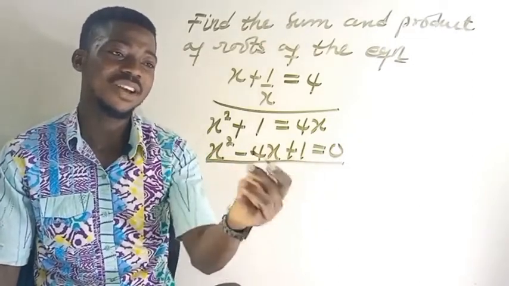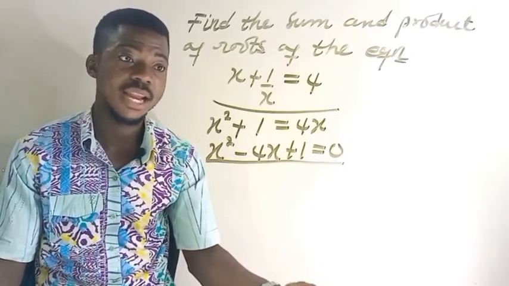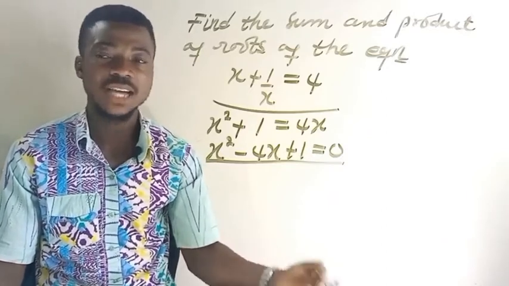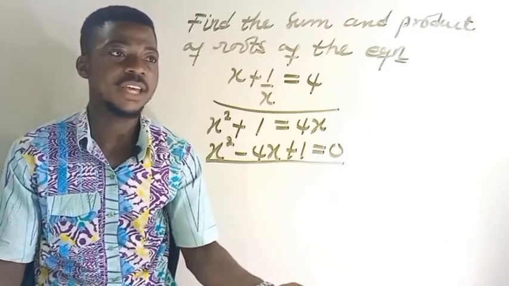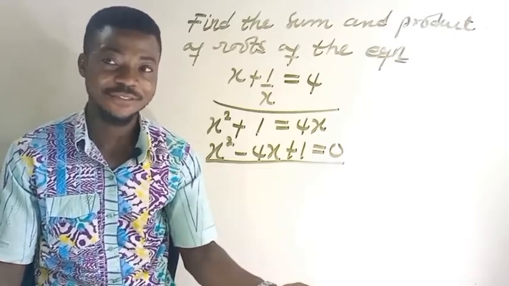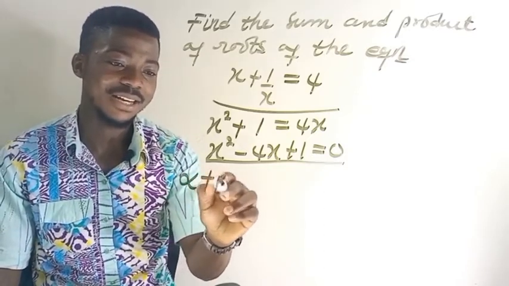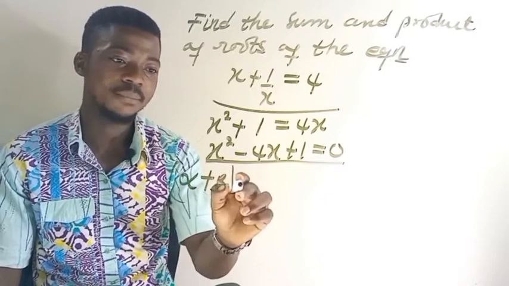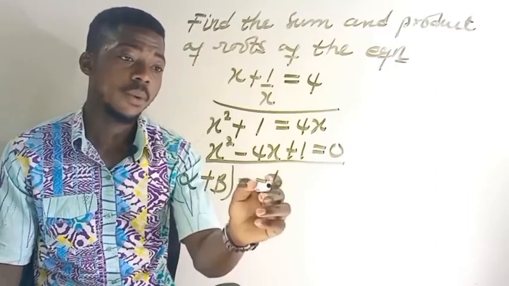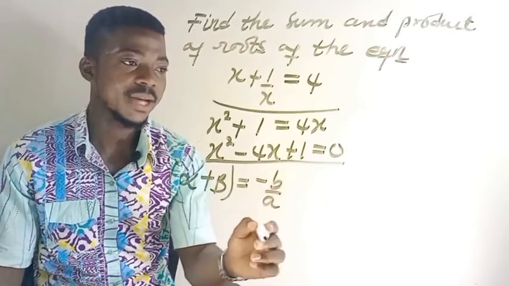So after you've gotten a quadratic equation, you are now going to find the sum of the roots and the product of the roots using the rule, which is negative b over a, all right? So the sum of the roots is minus b over a. You haven't forgotten that, right? So if you have alpha plus beta, which is a sum, it's going to give you negative b over what? Over a. So b in this equation is negative 4.